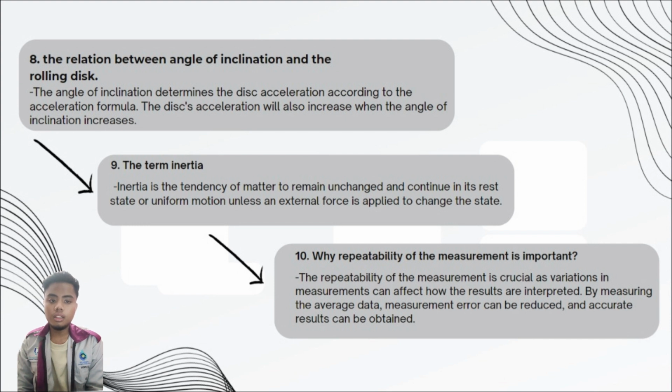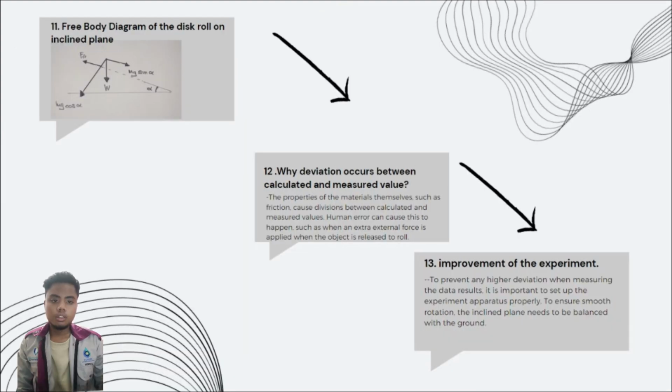Why is repeatability of measurement important? The repeatability of measurement is crucial as variation in measurement can affect how the results are interpreted. By measuring the average data, measurement error can be reduced and an accurate result can be obtained. This is the free body diagram.